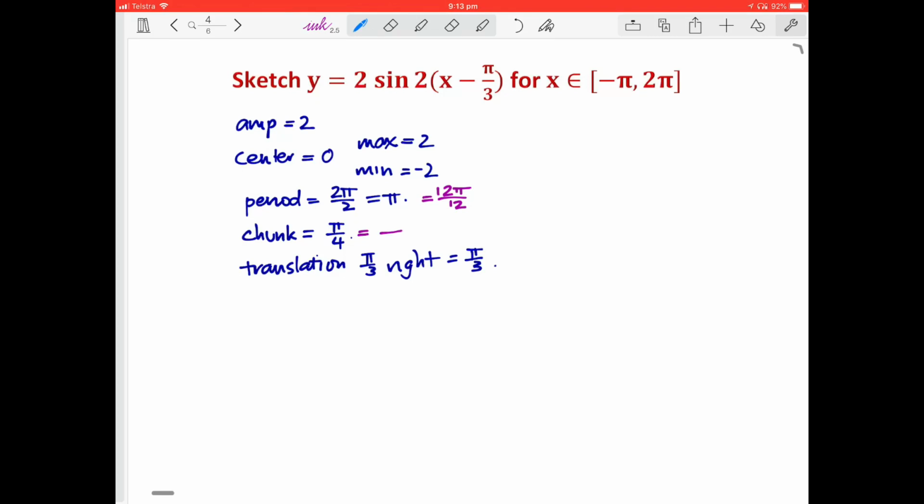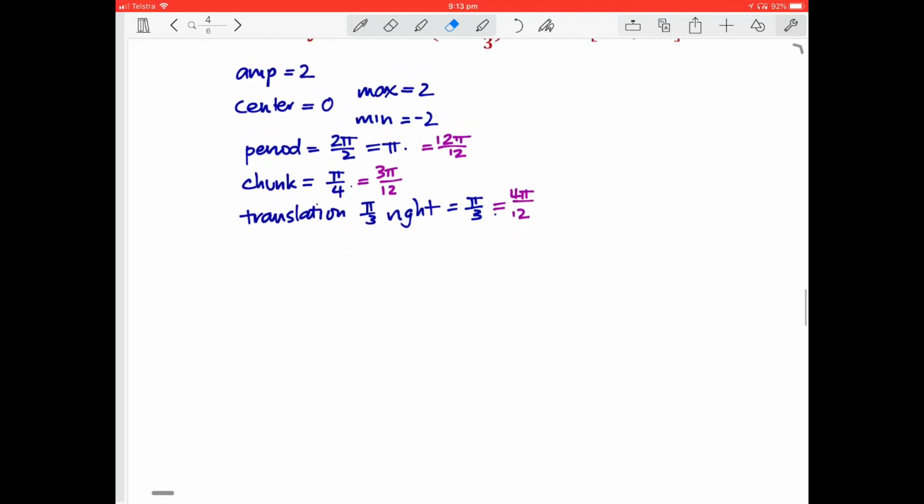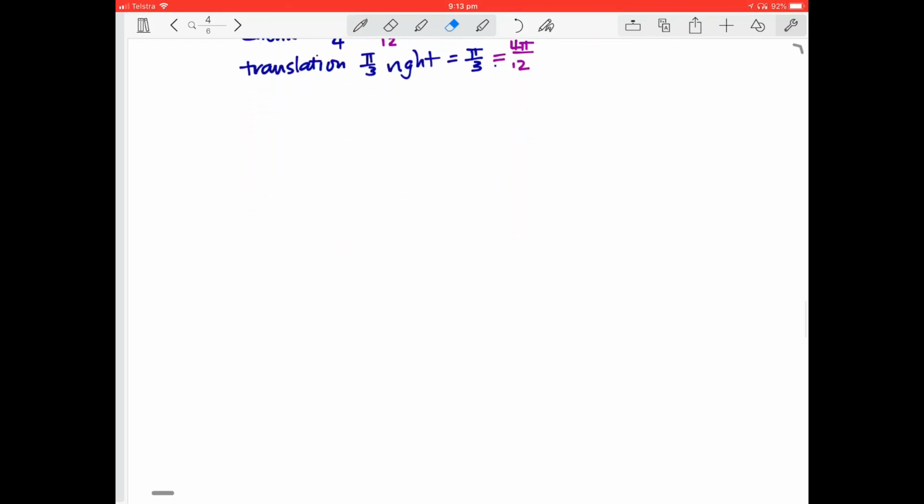If I put pi on 4 on 12, I get 3 pi on 12. If I put pi on 3 on 12, I get 4 pi on 12. So now we can say it's translated 4 pi on 12 right. Each chunk is 3 pi on 12, and one period is 12 pi on 12. Now I deliberately made this hard to do. We want to sketch from -pi to 2 pi. So I'm going to make it a big graph.